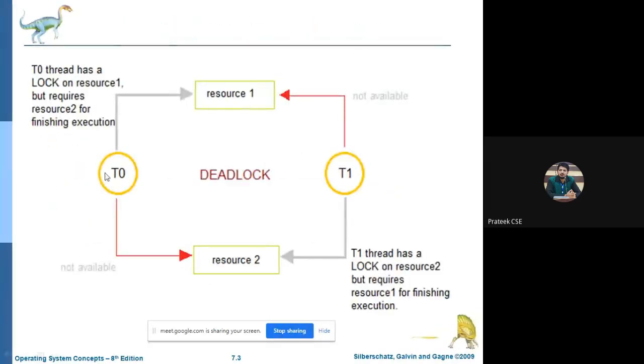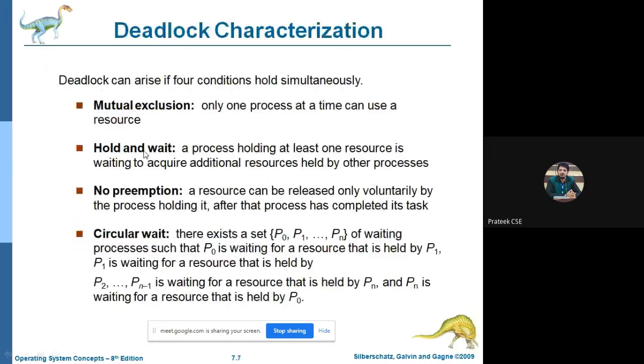So here you can see T0 is holding resource 1 and is waiting for resource 2 which is held by thread T1. And if I talk about T1, T1 is holding resource 2 and is waiting for resource 1 which is held by the process T0. So this is hold and wait condition. No preemption simply means resources cannot be preempted.